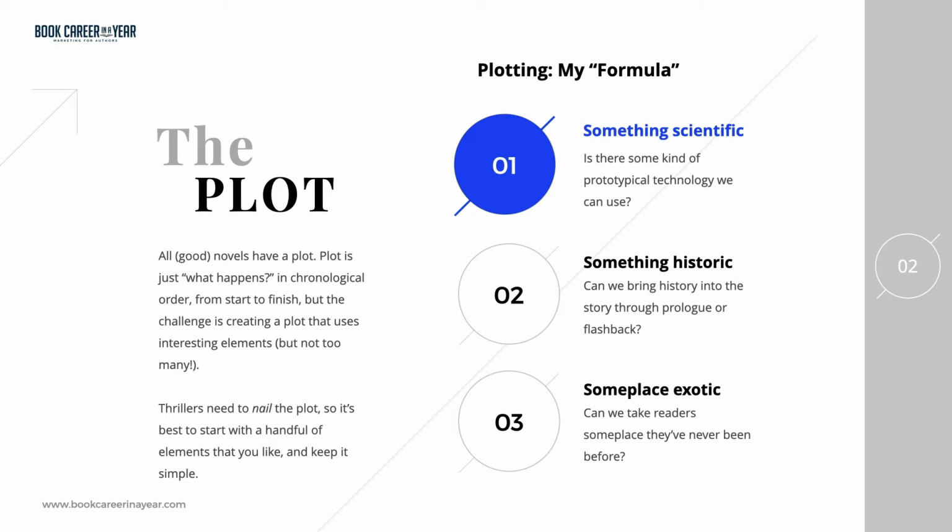So, as I've said before, every good novel has a plot, so it helps to think about this stuff beforehand. And literally, this is just what happens in the novel. What is the book about? And plot is that in chronological order from start to finish. So what happens at the beginning? What happens in the middle? What happens at the end?